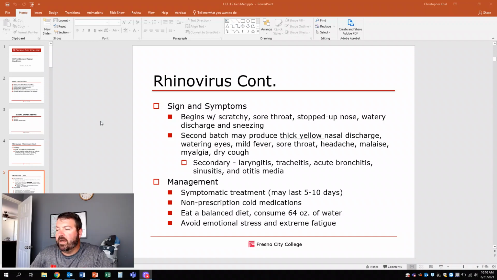Okay. So management. Okay. Symptomatic treatment. So symptomatic treatment is just treat your symptoms. Okay. It'll last about 5-10 days, give or take. Non-prescription cold medication, so over-the-counter stuff. Eat a good balanced diet, drink lots of water, avoid any extreme stress, emotional, physical, so forth. That's just going to take away all those reserves that you have to fight that cold and use them for other unneeded things. Like if you have a cold, don't go run a marathon or don't go work out. Really, just take it easy and it'll resolve faster.